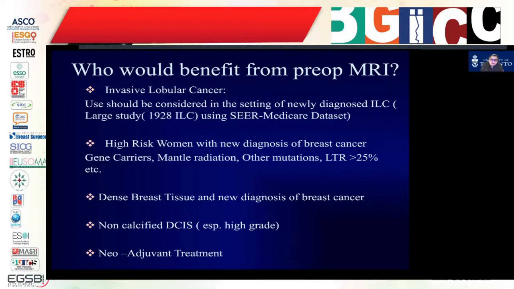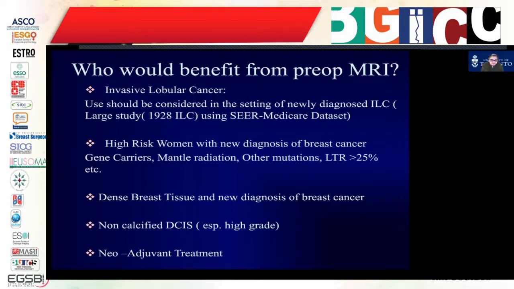Non-calcified DCIS is very important. If you get a high-grade DCIS diagnosed on a biopsy, let's say an ultrasound biopsy, and there are no associated calcifications, there's dense breast tissue, definitely MRI will be useful to look for associated invasive disease and the true extent of non-calcified DCIS. This is quite an important indication for a preoperative staging MRI.